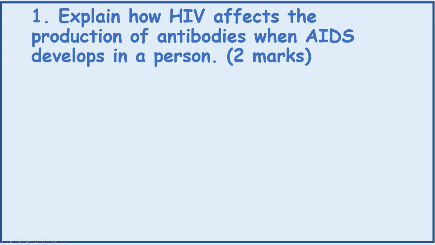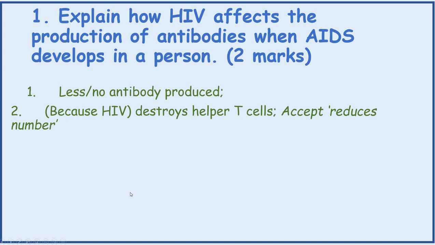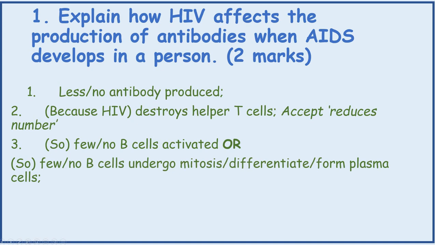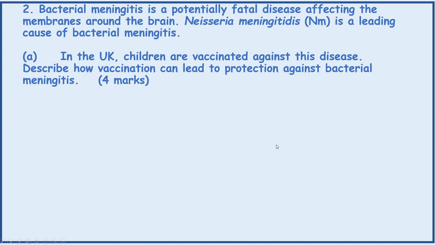Explain how HIV affects the production of antibodies when AIDS develops in a person. Fewer or no antibodies are produced because HIV destroys helper T cells or reduces the helper T cell numbers, so few or no B cells are activated, or few or no B cells undergo mitosis, differentiate or form plasma cells.